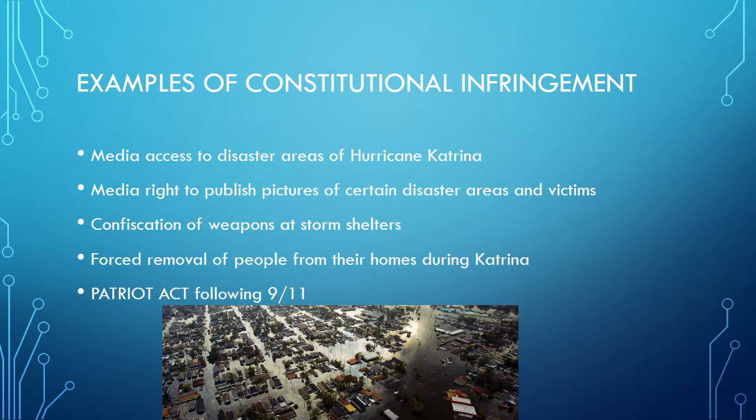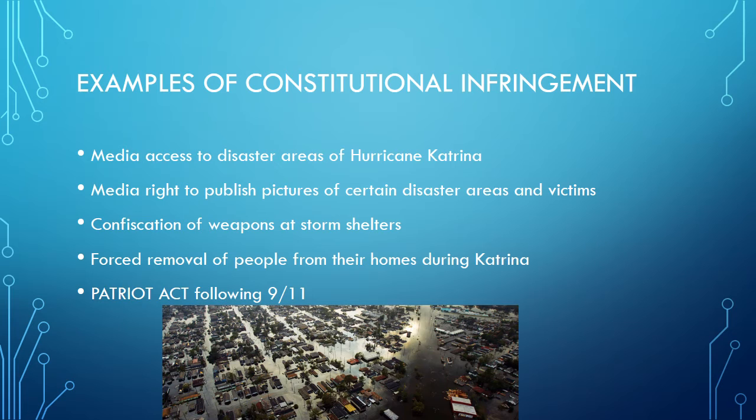Another right that was stepped on was the confiscation of weapons at storm shelters. The government believed that this would help keep these places safe. However, disarming law-abiding citizens due to a state of emergency is overreaching. By doing this, law-abiding citizens are stripped of their right to self-preservation in a place that was ravaged so badly, and a lack of law enforcement presence. This is a major issue.